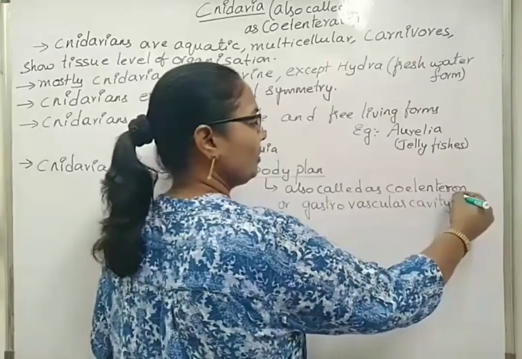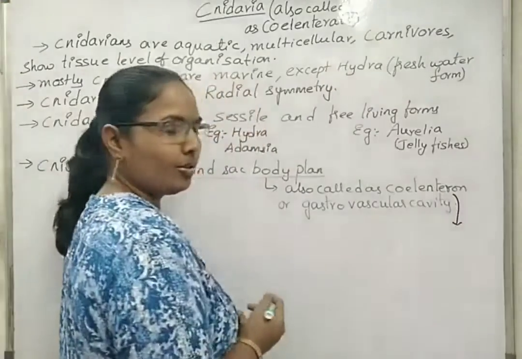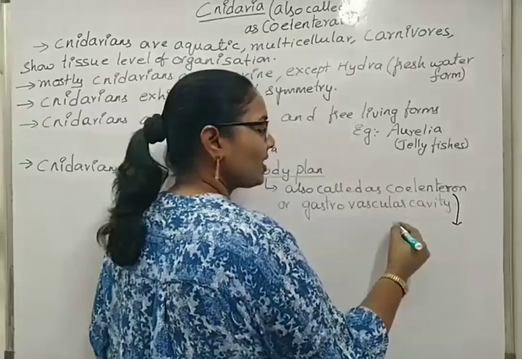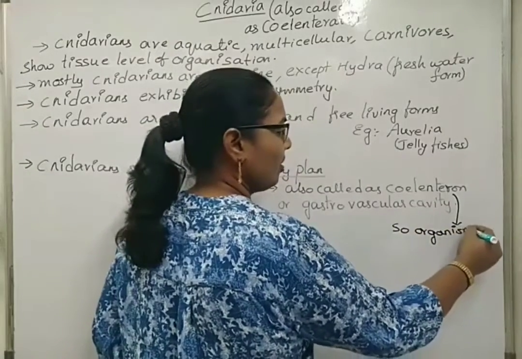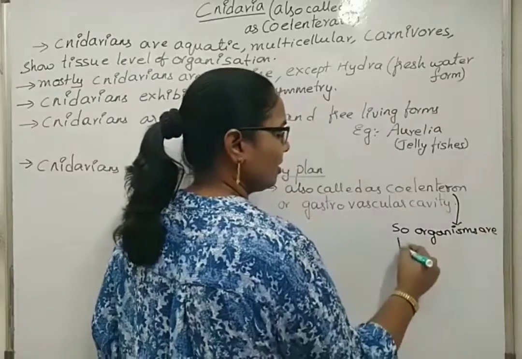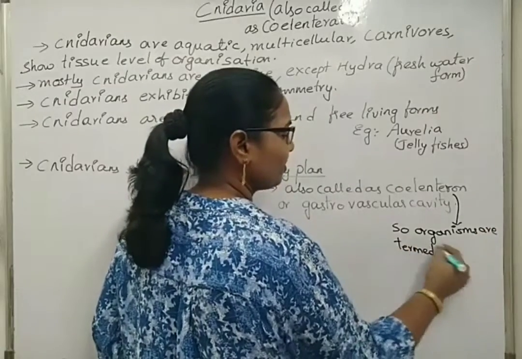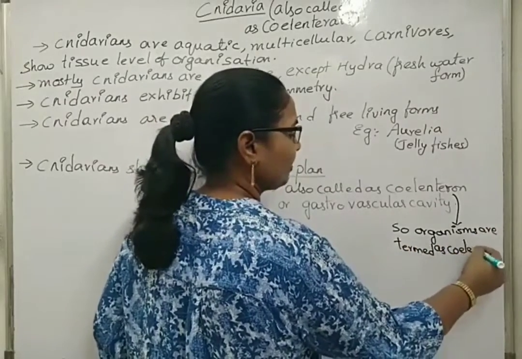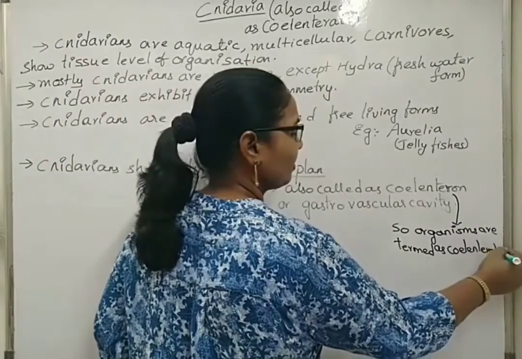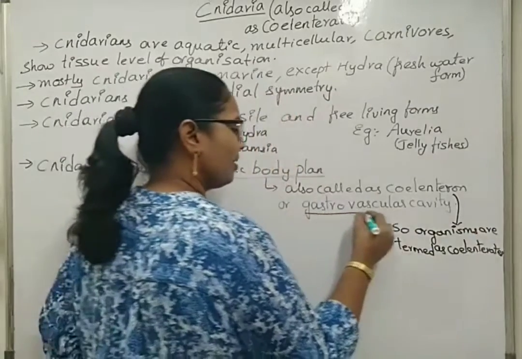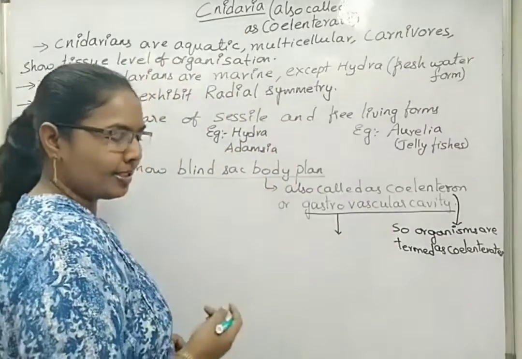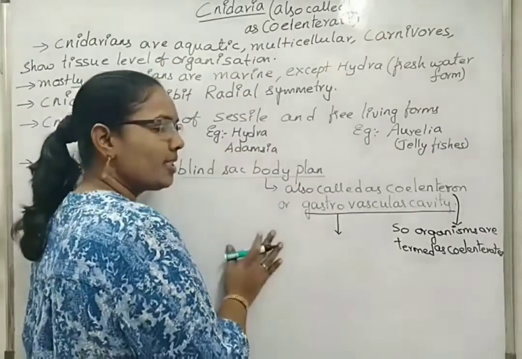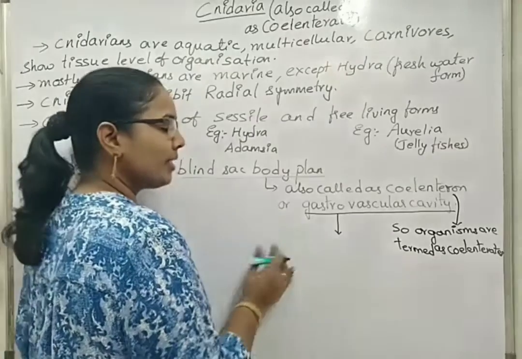Blind sac body plan is also called coelenteron. So the organisms are called coelenterates. Now, there is only one opening for intake of food and for excretion also. So the digestive system is called an incomplete digestive system.